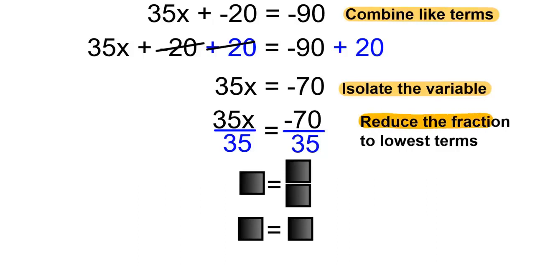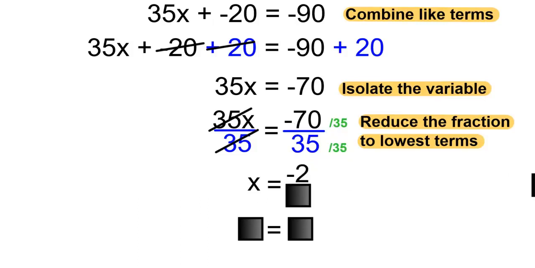Reduce the fraction to lowest terms. The times 35 and divided by 35 will cancel, leaving us with x. And for negative 70 divided by 35, these can both be reduced by dividing by 35. So negative 70 divided by 35 is negative 2. And 35 divided by 35 is 1. So x equals negative 2 over 1. And in lowest terms, this will be x is equal to negative 2.